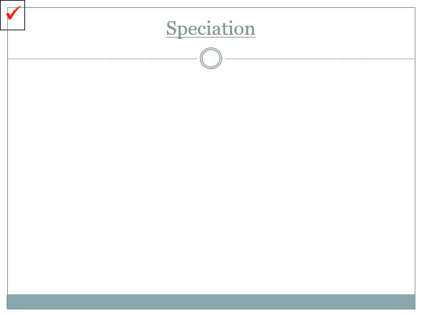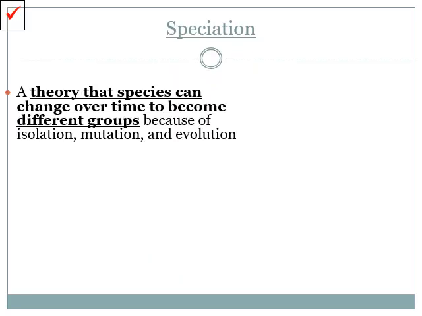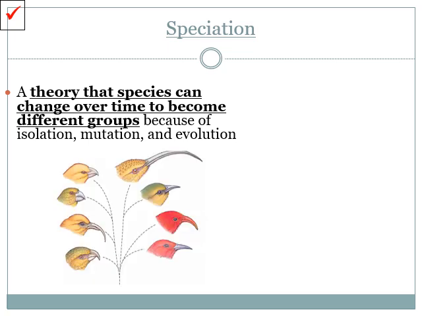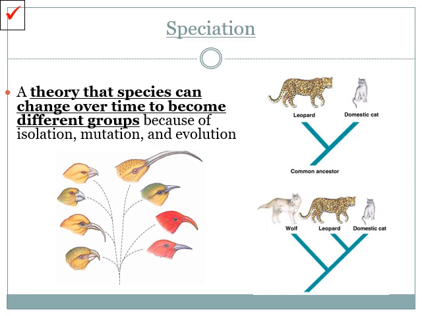So, speciation, by definition, is a theory that species can change over time to become different groups, and this can be due to isolation, mutations, or evolution. So as you can see here, if you follow the dotted lines back, there was a common ancestor between all these birds. However, they look drastically different.